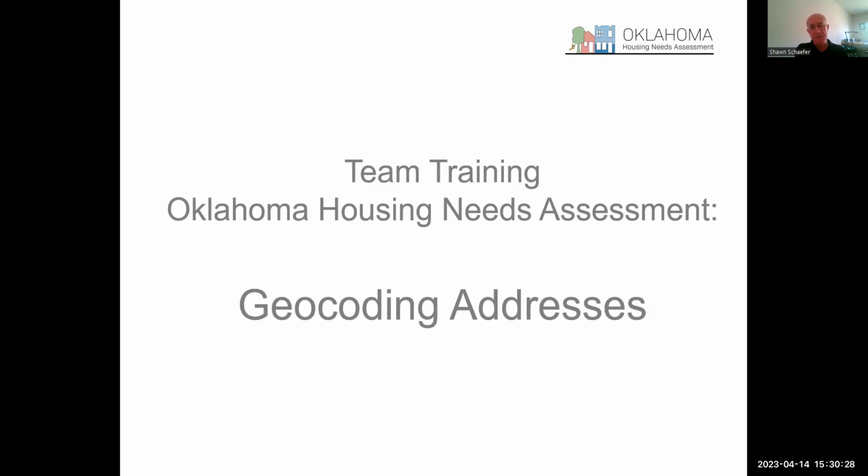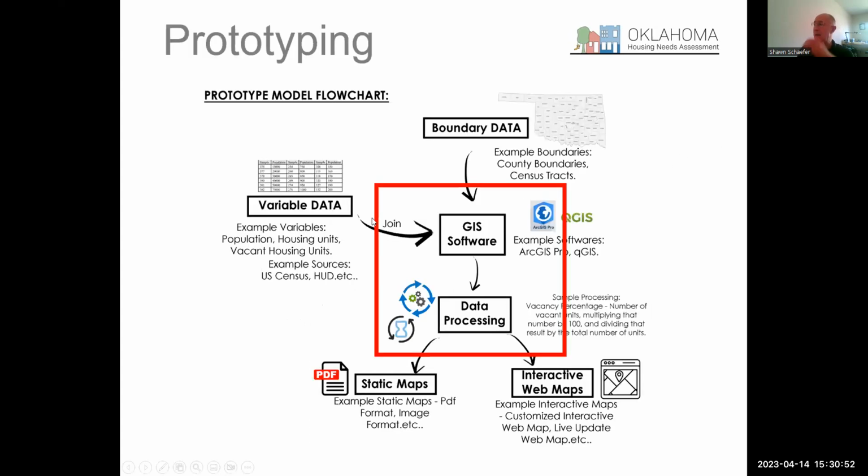With this lesson, we are moving on to a group of special topics in GIS. We've covered all of the basics, or at least the basics that I know about, but I have some special topics that we may end up using in the Oklahoma Housing Needs Assessment. One of these is something called geocoding addresses. This would be part of the data processing effort that we might have to do with some data for the housing study.